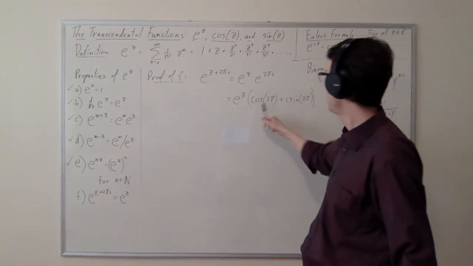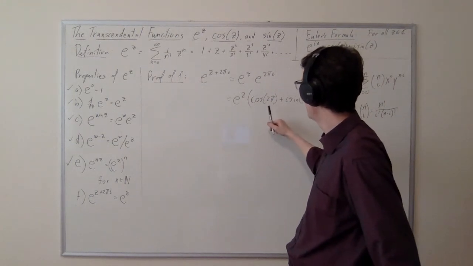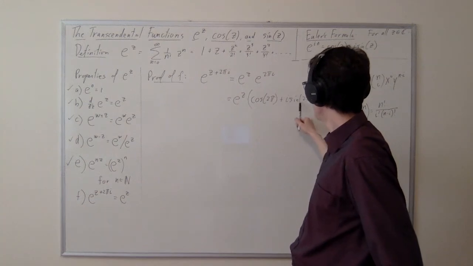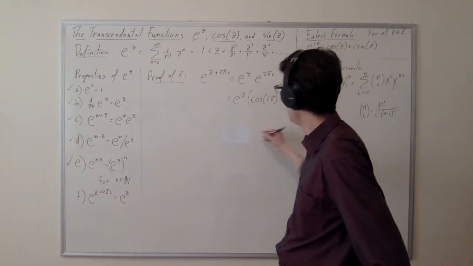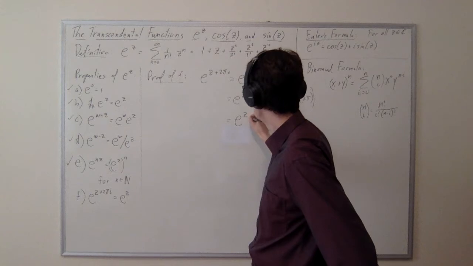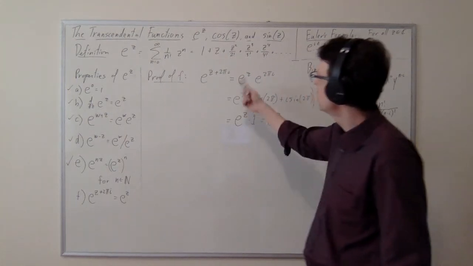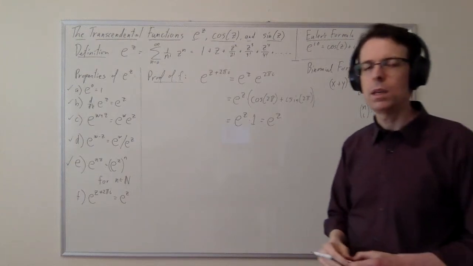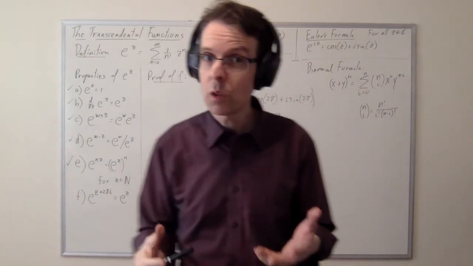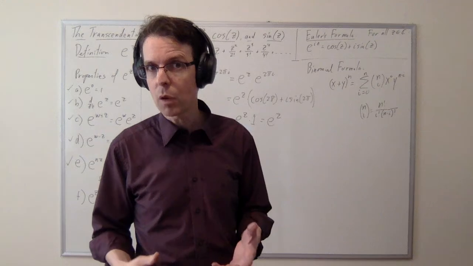And, well, both of these are trivial to calculate, right? Cosine of 2 pi is 1. Sine of 2 pi is 0. So this whole thing is 1. And we get e to the z times 1, which is e to the z. So this shows that e to the z, which is an exponential function, is also a periodic function.